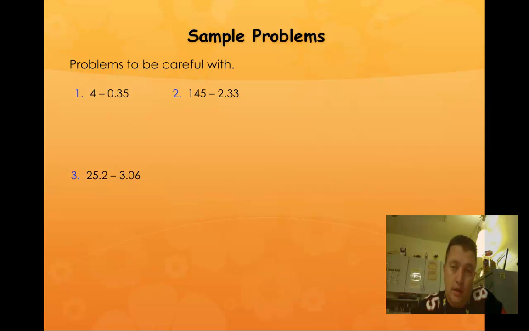All right. I want to give you some sample problems to be careful with. I don't need you to do these, but I really need you to watch out for these. Here I've got 4 minus 35 hundredths. 4 is a whole number. You cannot put it under decimals or turn it into a decimal. It'd be like trying to take 4 whole pies and say, okay, I only have 1/4 of a pie. No, you don't. You have 4 pies, okay?